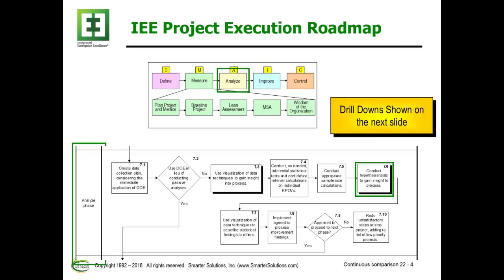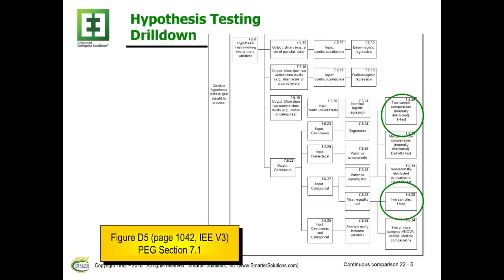If we drill down on the analyze roadmap, we would get this particular swim lane that's shown below. Where we're going to be focusing today is step number 7.6, hypothesis to gain insight. If you drill down on that, what you've got is a decision tree. The circled items on the right-hand side are where I'll be focusing the efforts in this particular session.